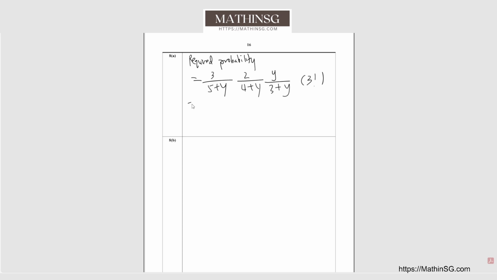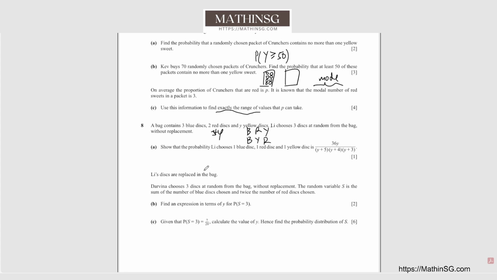So simplifying, this 3 factorial is 6. 6 times 2 is 12. 12 times 3 is 36. So I end up having 36y over (y plus 5)(y plus 4)(y plus 3). So I've shown what I'm asked for in part A. Now moving on to the next part.